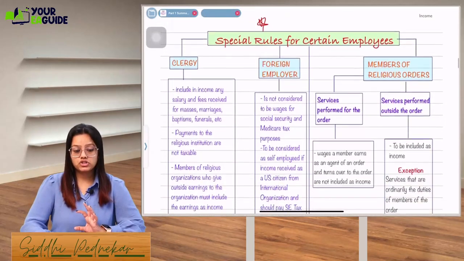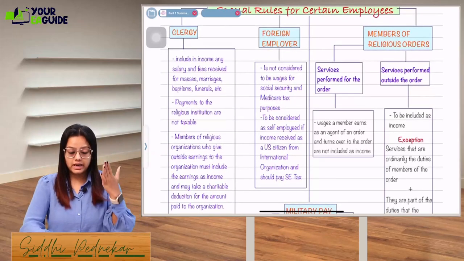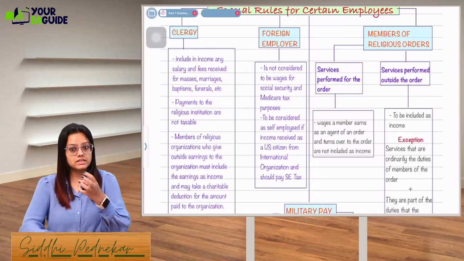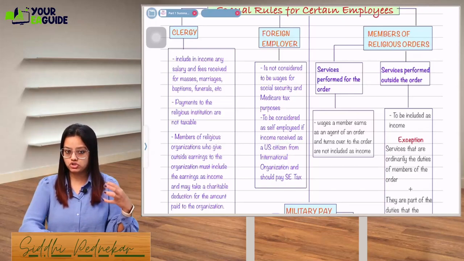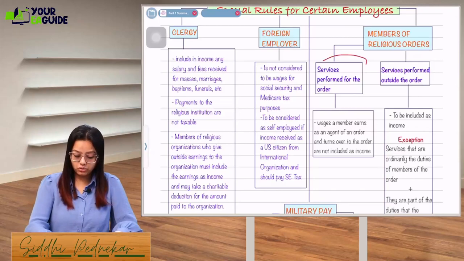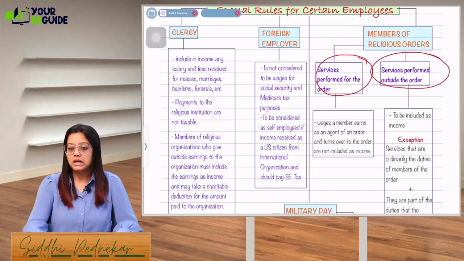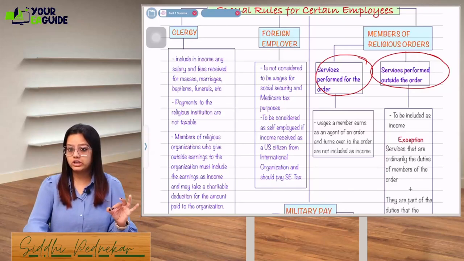This is simple. You just have to check whether a person is going to get any housing facility, then include it in Schedule C; whether a person is going to receive any amount directly from the church, include it as income. Now there can be two things which can be done by that ordained minister: service performed for the order and service performed outside the order.